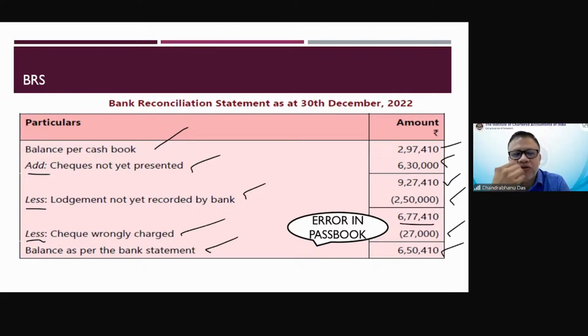Okay. So whenever I am trying to say that if this difference is solved, then my bank statement and cash book is 650,410. Are you able to understand?